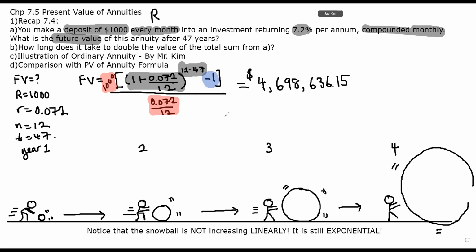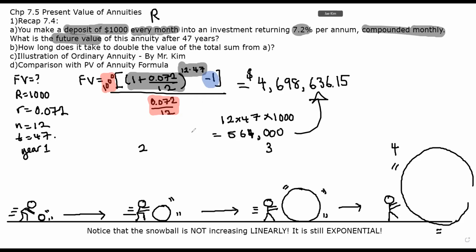I'm doing this 12 times 47 years, and that's 1,000 for every single time. So your actual deposit of your own money is this. You put in $564,000, but it grows into that. Okay, which makes sense. All right.